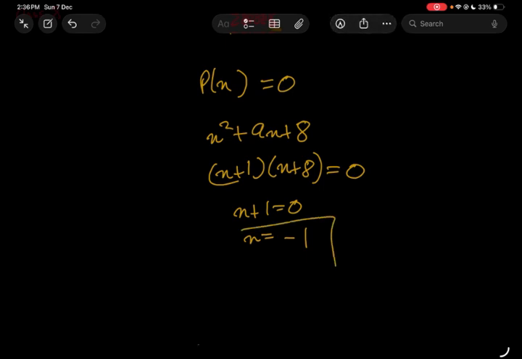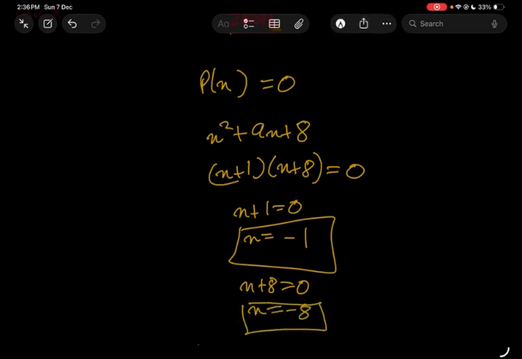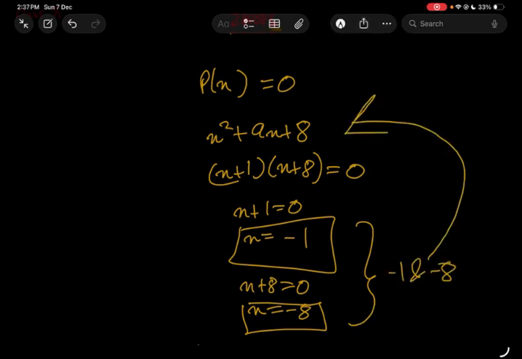And if x plus 8 equals 0, then x equals minus 8. So these two values, minus 1 and minus 8, are the zeros of this polynomial.